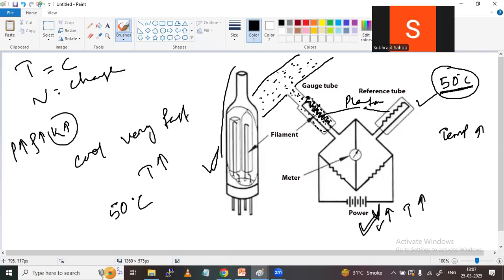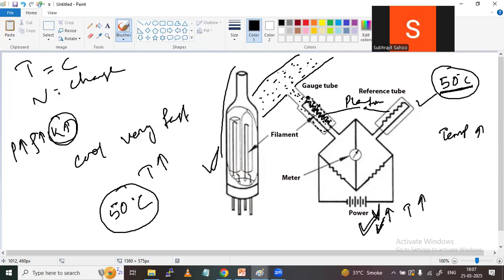Suppose the pressure is very high. So high pressure means the thermal conductivity and density of this gas will be very high. If thermal conductivity is high, the heat transfer rate is more, and the temperature will fall very fast. That means the platinum filament will cool. Then what I will do, if the temperature reduces, I will again supply voltage in the circuit. I will increase the voltage so that the temperature again reaches 50 degrees Celsius.